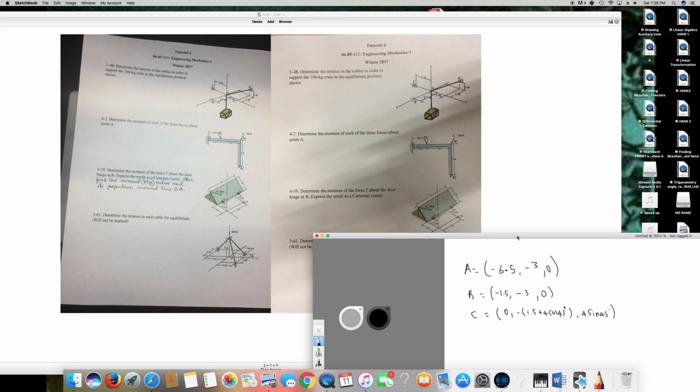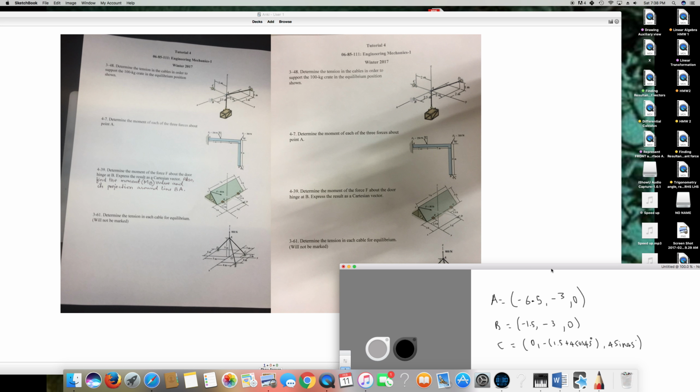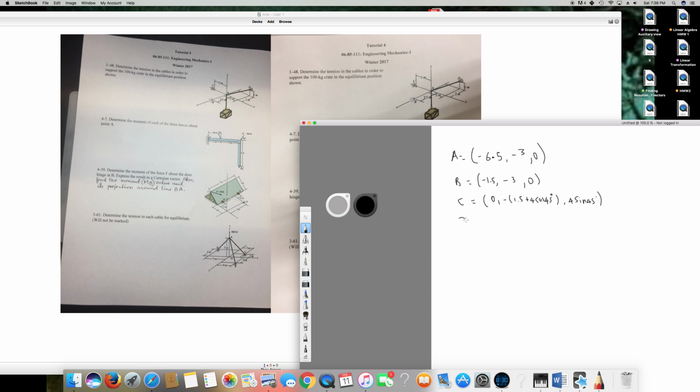And then the D part is along the x-axis, and it's 5 feet opposite to the x direction, therefore it's negative 5, and there's no y, there's no z, so it's just negative 5, 0, 0. So this is my D.